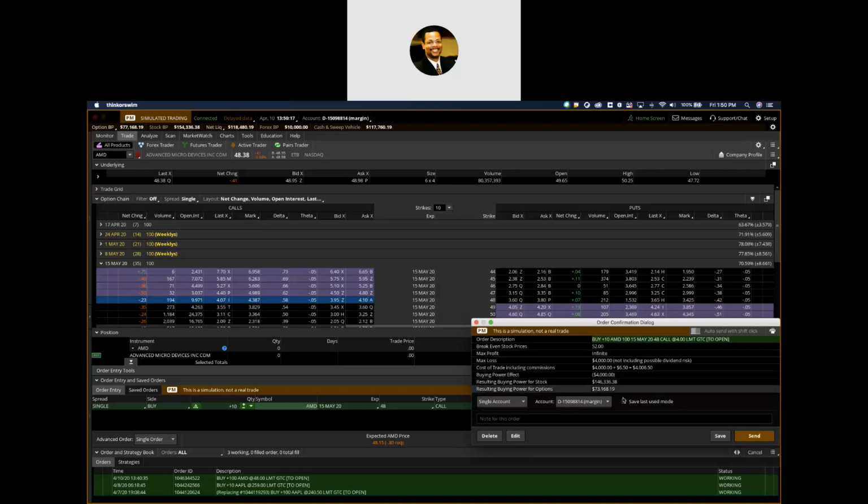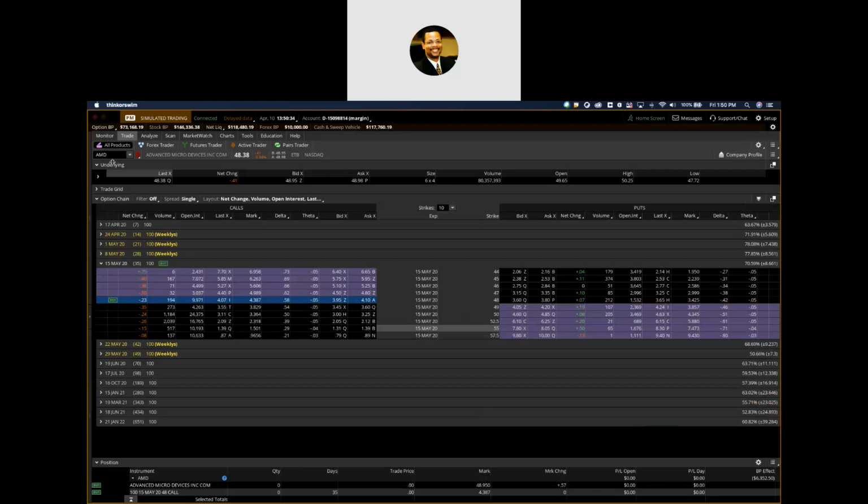However, if I wanted to at least have the same 100 shares, I could get them for $400 instead of $4,000. So I'm going to show you that example. I'm going to do this one, which is 10 contracts. I'm going to send it. All right.